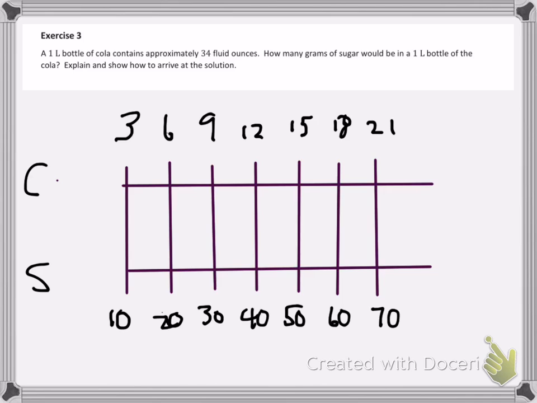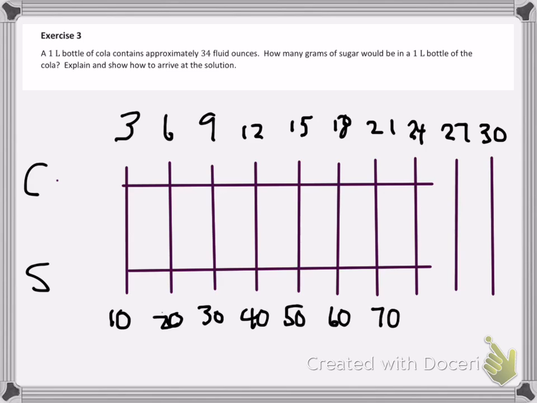And well, our question is, if I have 34 fluid ounces of cola, how many grams of sugar would there be? Well, we didn't quite make it, did we? We would have to add here some more spaces on our double number line, but I can continue this and keep going, and this would be 24, and this would be 27, and this would be 30, and if I added another one, it'd be 33, and I'm really close there, right? So I want 34 fluid ounces.